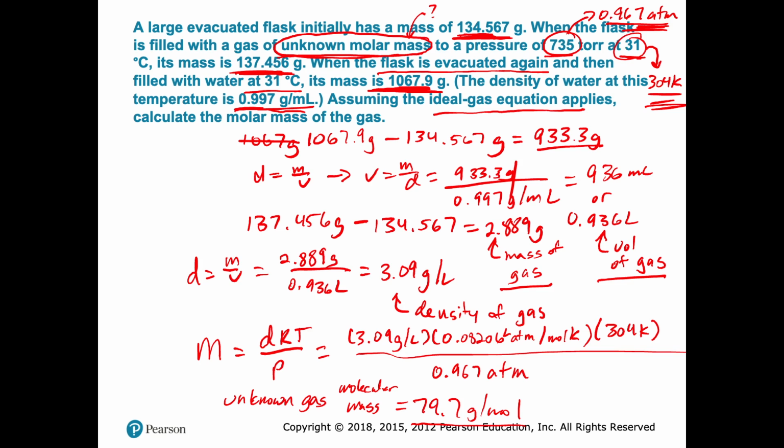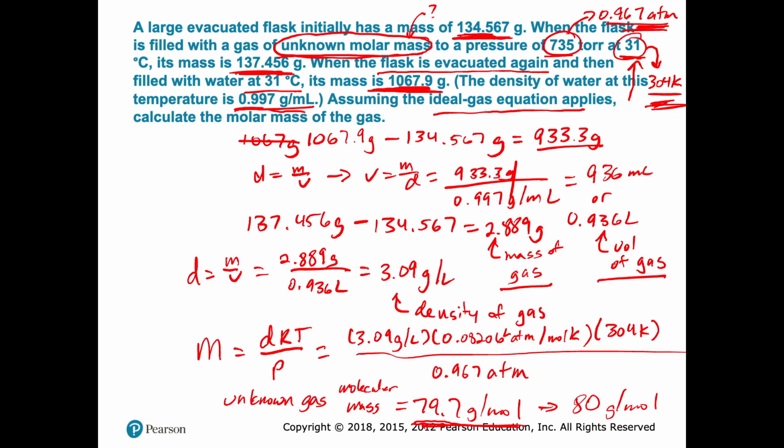Looks like the smallest number of sig figs we have is actually the 31 degrees right there. But we converted that to 304, so I would accept either here. It could either be 2 sig figs or 3 sig figs. Either one could be fine, and so we'll leave it at 3 sig figs. But if you wanted to make it 2 sig figs, it would just be 80 grams per mole. Simple as that.